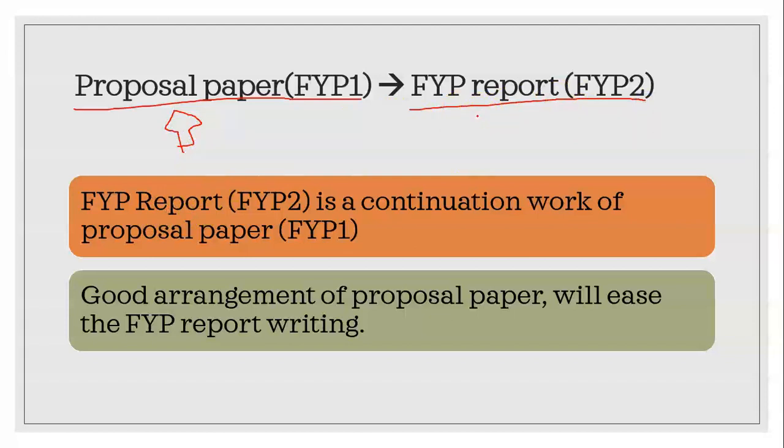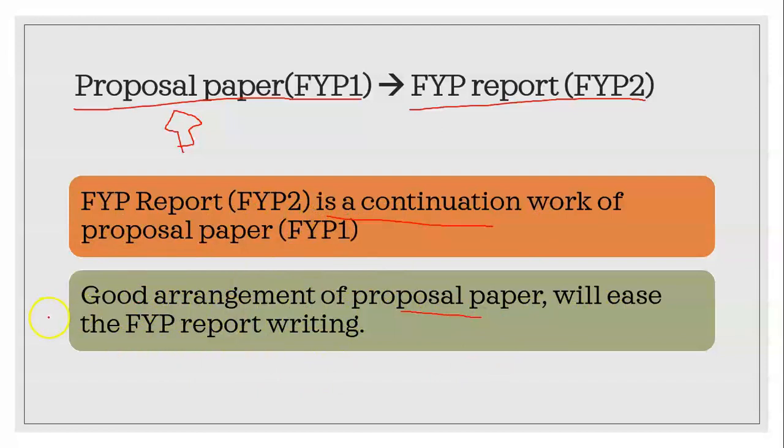Sometimes the formatting process consumes a lot of time. Let's say you want to come out with a table of contents. If you use a manual table of contents, you will lose valuable time. Maybe you want to analyze your data, but you have to focus more on preparing the table of contents, list of figures, and so on. So you're wasting your time. Besides, you can do it automatically using Word. The FYP report, as mentioned here, is a continuation of the FYP1 proposal work, so a good arrangement of the proposal paper will ease the FYP report writing.